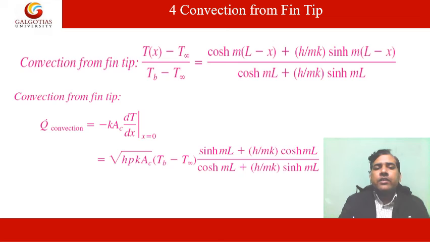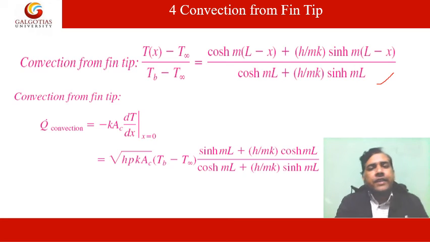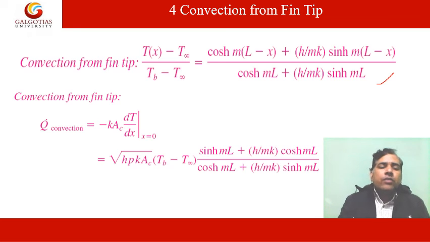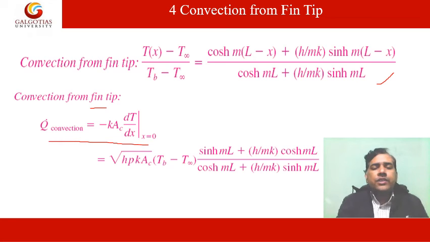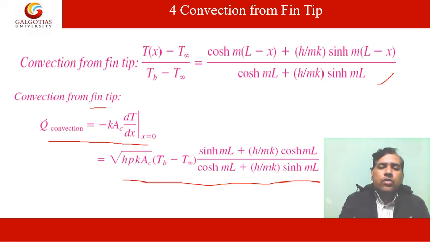So this is the solution of the equation with convection at the tip, and this is the temperature distribution that we get when we consider the convection from the fin tip. Okay, this is the equation that we get. For the convection from the fin tip, the rate of heat conduction is equal to the rate of heat convection, as we have discussed. So the solution of this general equation will be this long expression.